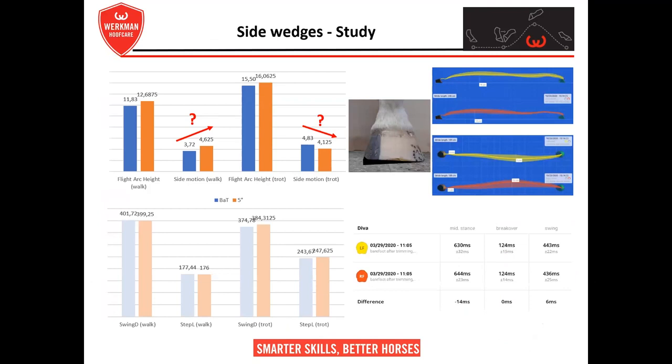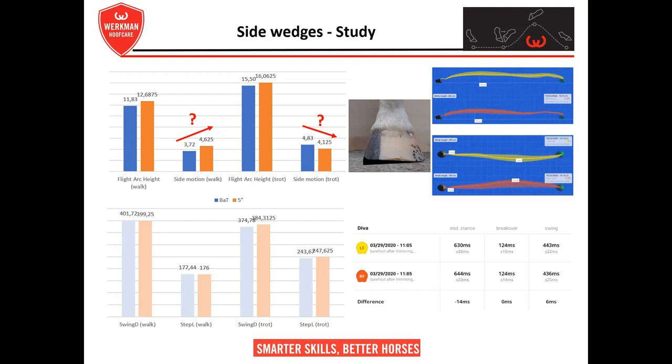But another thing are side wedges. Some horses, or a lot of horses, tend to land at the lateral side. So we added a side wedge on the medial side, just to change landing actually, but it's also a question if we have an effect in the swing phase. We can see that the height of the flight arc is increased. And then we have a very confusing result in walk.